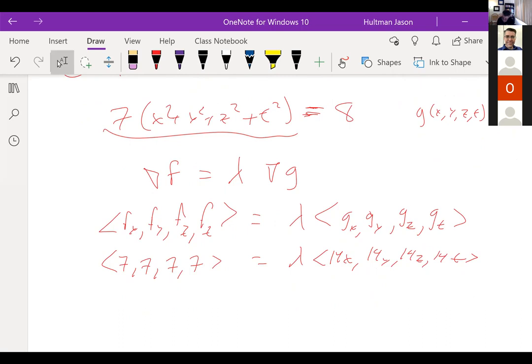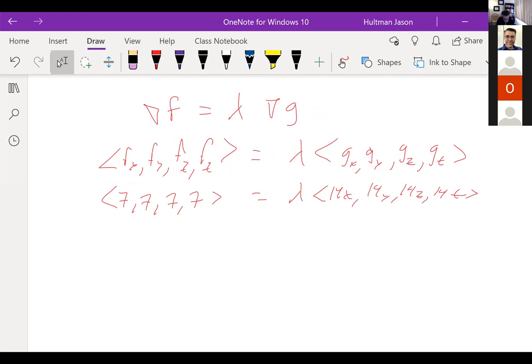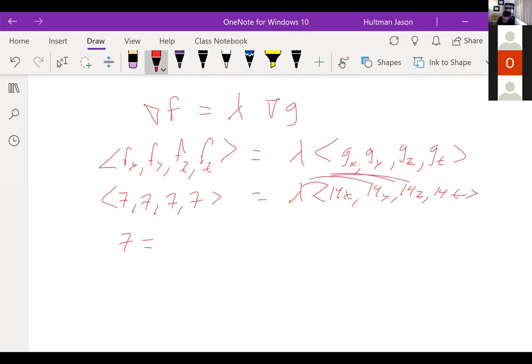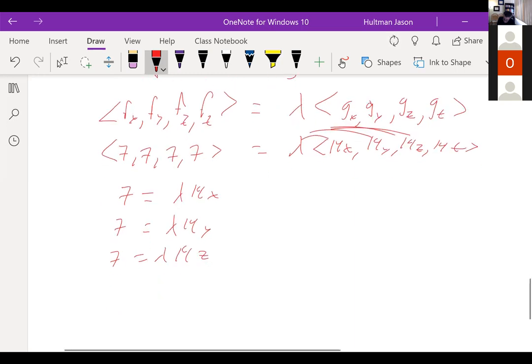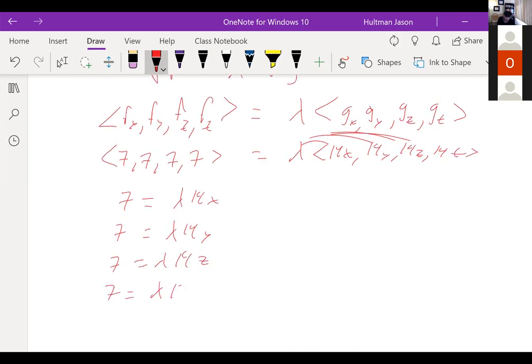Okay, so let's set these equal to each other. This is going to be 7 is equal to, distribute the lambda, lambda 14x. 7 equals lambda 14y. 7 equals lambda 14z. And 7 is equal to lambda 14t. What does that tell me?